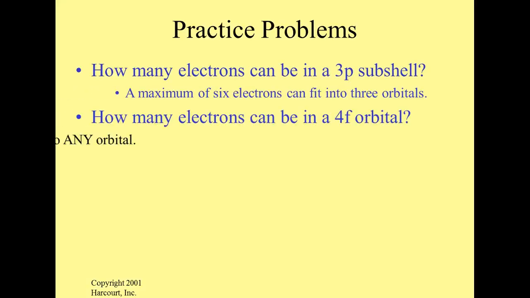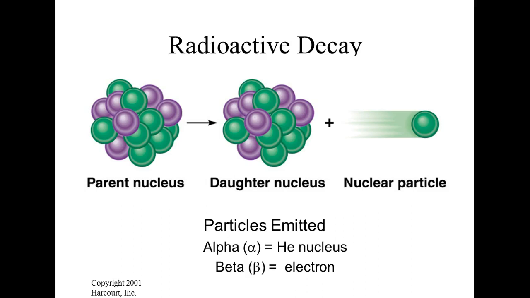We'll do practice problems in class. We're going to talk about radioactivity next. The overall thing to know about radioactive decay is you have a parent nucleus in an atom that's not very stable, and it wants to break down into a more stable product. So an unstable parent reacts and turns into a daughter nucleus that's more stable, and gives off a nuclear particle. There are different nuclear particles.